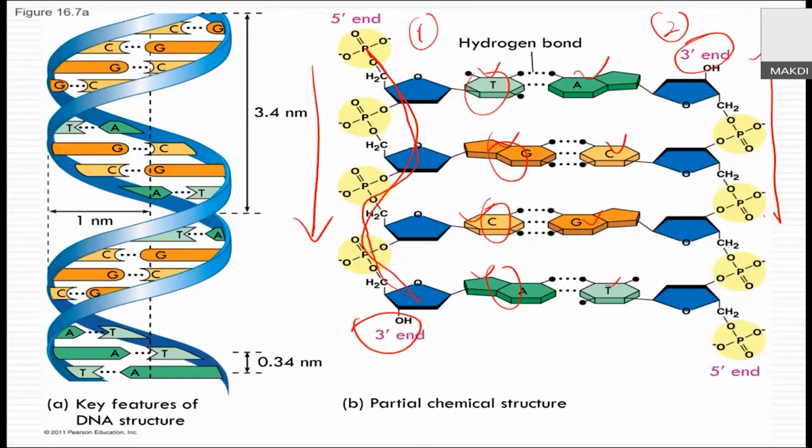Yeah, the two strands are linked by hydrogen bonds. Between A and T and G and C, there is hydrogen bonding. So there are two bonds: hydrogen bond between the two strands, phosphodiester bond within the strand.